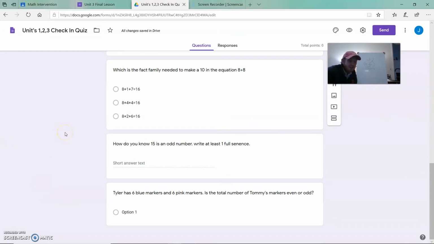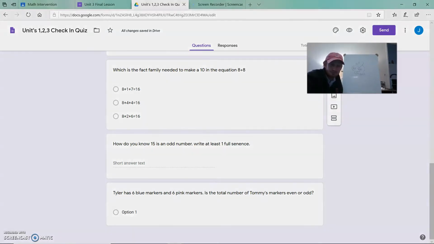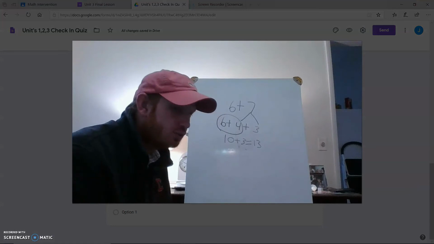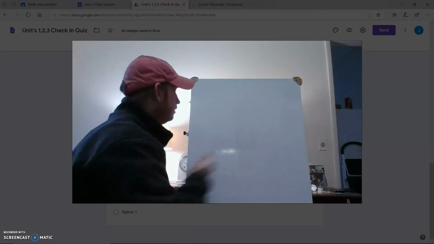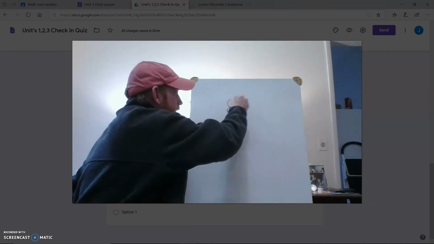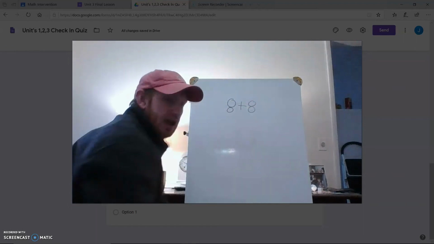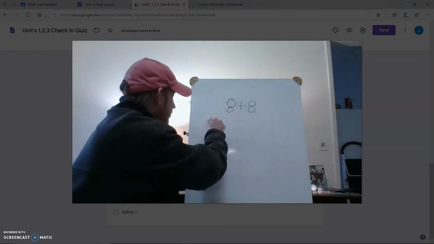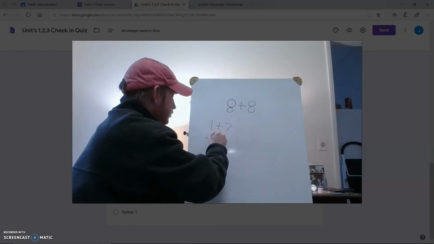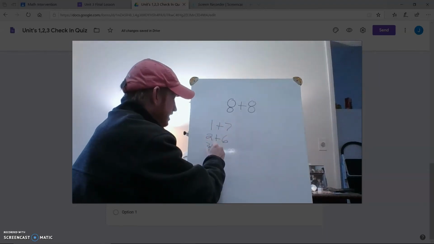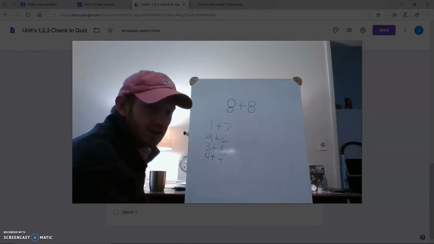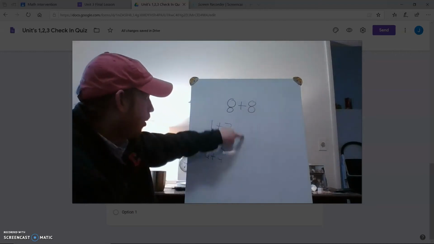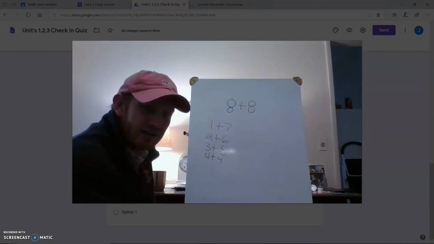Which is the fact family needed to make a 10 in 8 plus 8? What fact family do we need to make a 10 in 8 plus 8? Well, we have 8 plus 8, and I'm just going to start writing the fact families. 1 plus 7, 2 plus 6, 3 plus 5, 4 plus 4. And do any of these with an 8 make a 10?